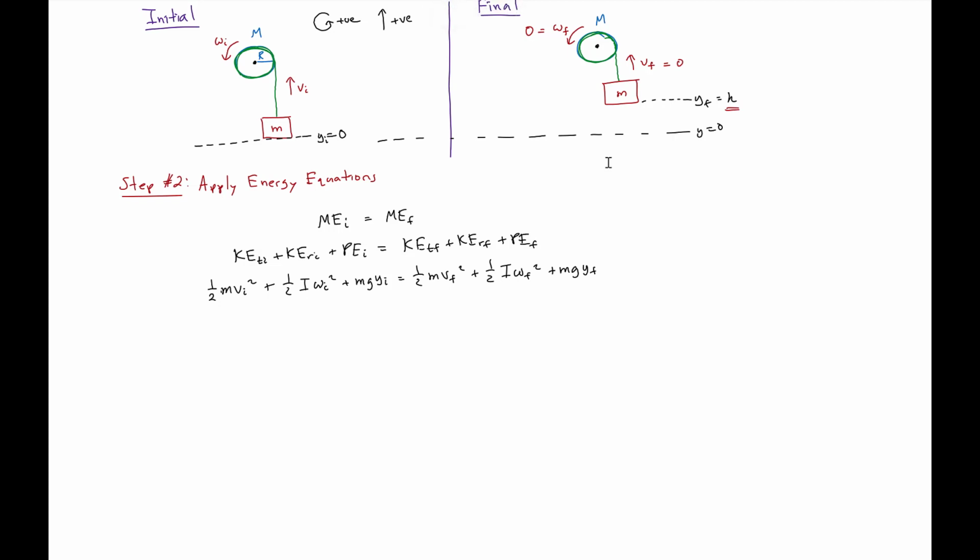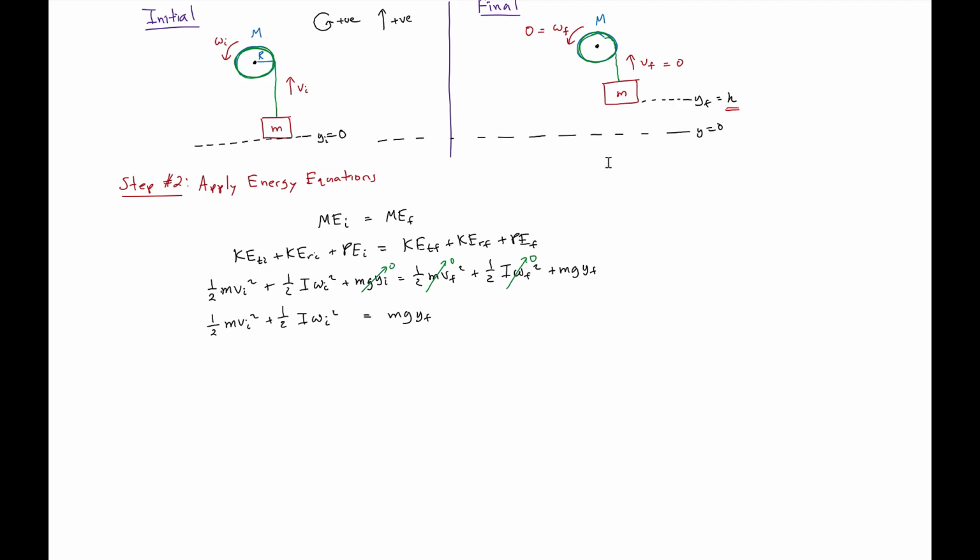We already know that the final speeds in both the linear and rotational worlds are going to be 0. So vf is equal to 0 and omega f is equal to 0. So that makes our right side a lot easier to work with. We now have 1/2 m vi squared plus 1/2 I omega i squared plus, oops, forgot to also mention that the initial height is 0. So this goes to 0 as well, and we have mg yf.